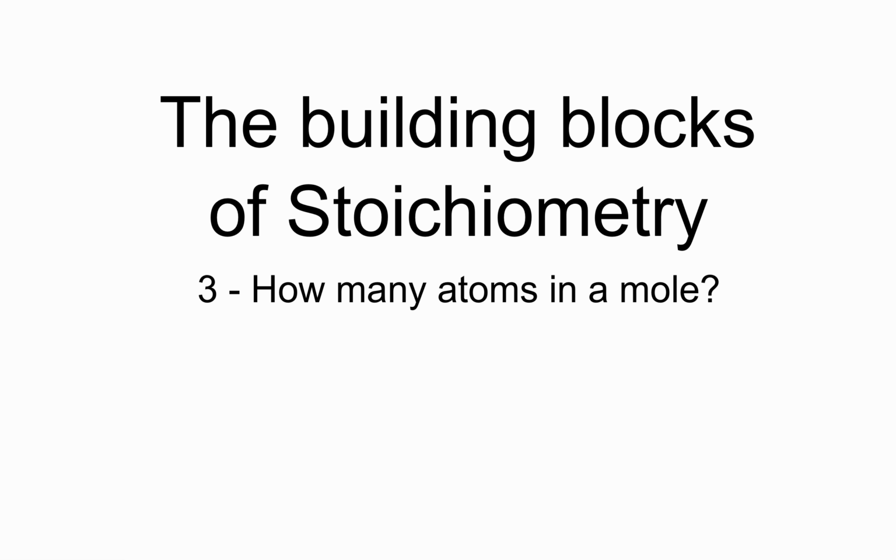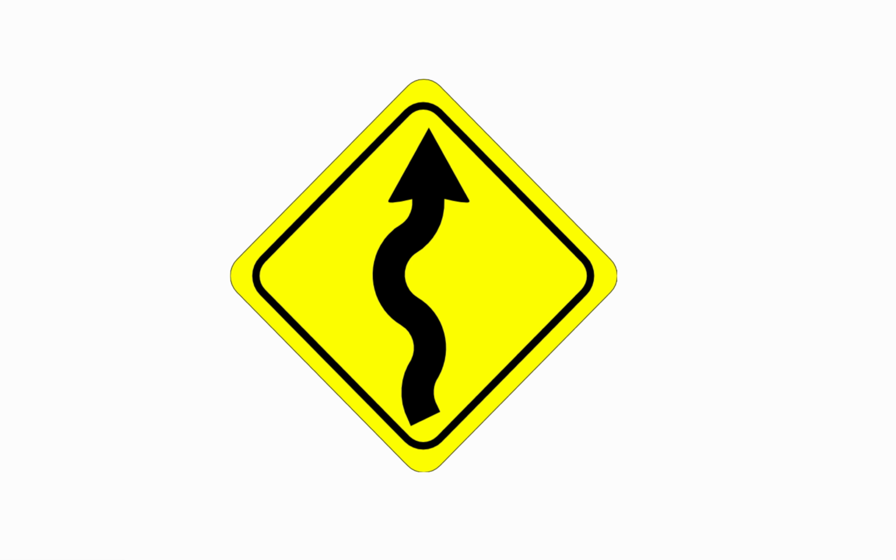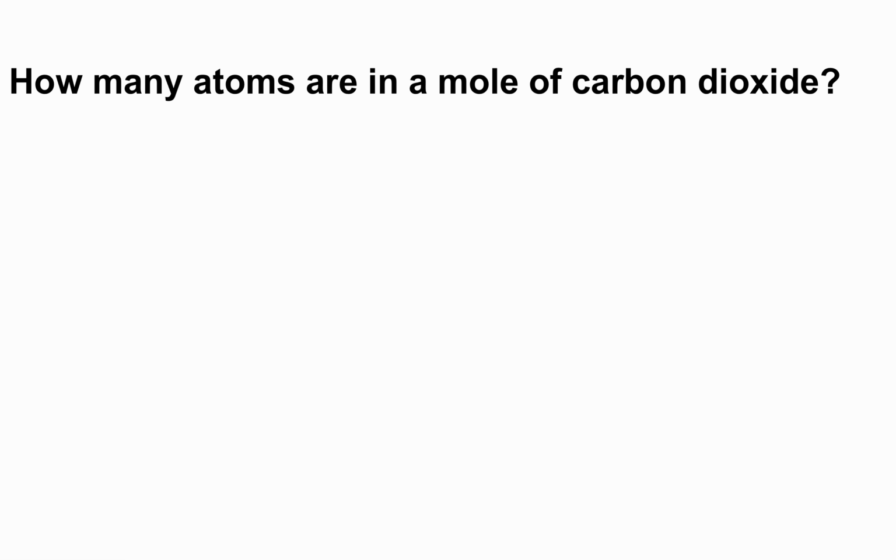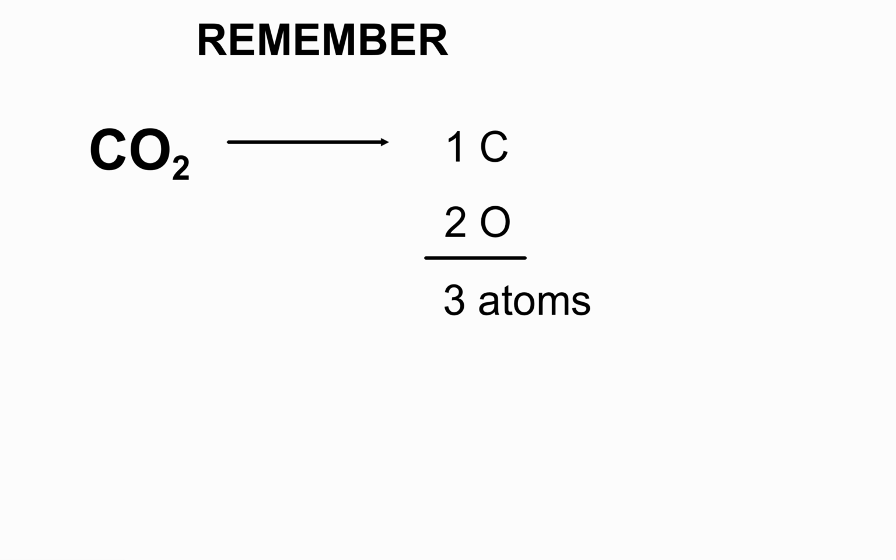So how many atoms are in a mole? Well, it really depends what the mole of substance is you're talking about. It's not a direct route from one to the other. We actually have 2 steps to this calculation. For an example, if we were to ask how many atoms are in a mole of carbon dioxide, you'll probably remember that carbon dioxide has 3 atoms in it.